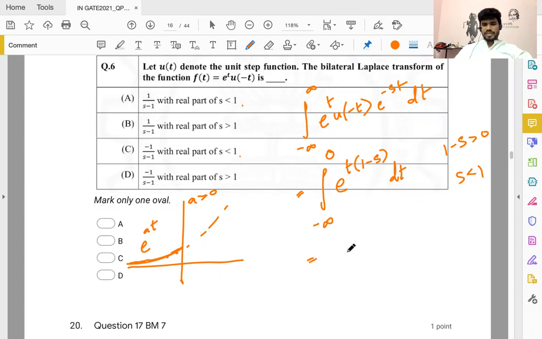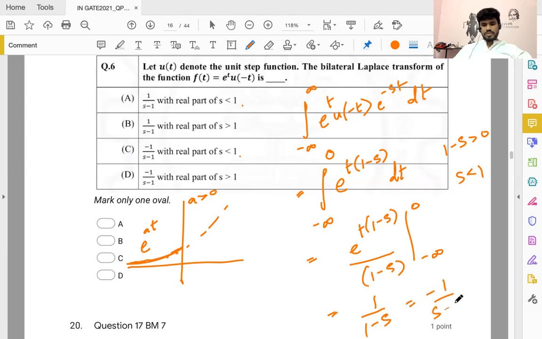And if you actually integrate it, e power t into 1 minus s by, integral of that is 1 minus s, limits is minus infinity to 0. If you put 0, you get 1. If you put minus infinity, you get 0. So this is 1 by 1 minus s. So it's always in the s minus 1 form. So this is minus 1 by s minus 1. So C.